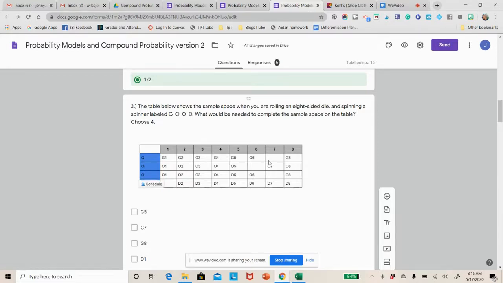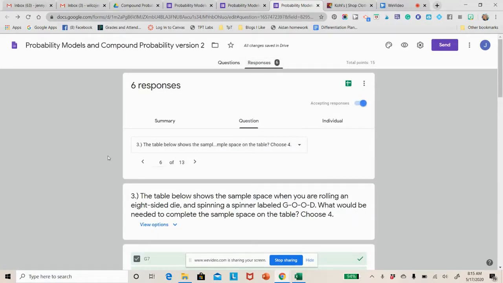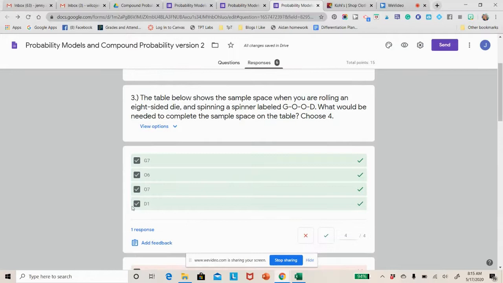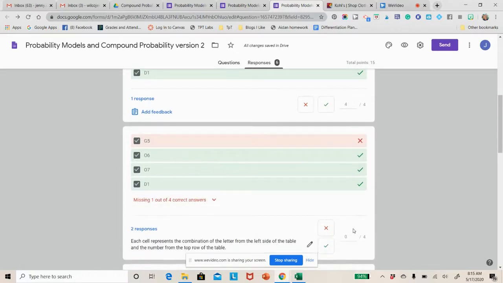If you look at this question right here, this table shows a sample space, and the kids have to pick out what fills in the blanks on the table. So there's four possible answers and they check the four possible answers. If I go over to my responses on this question, it turns out the way Google answers this is if you get all four of them right, it gives you 4 out of 4 points. But if you get not all four right, it just automatically defaults you down to 0 points, even if, like you can see for this student, they're only missing one out of the four answers. They had three of them right.